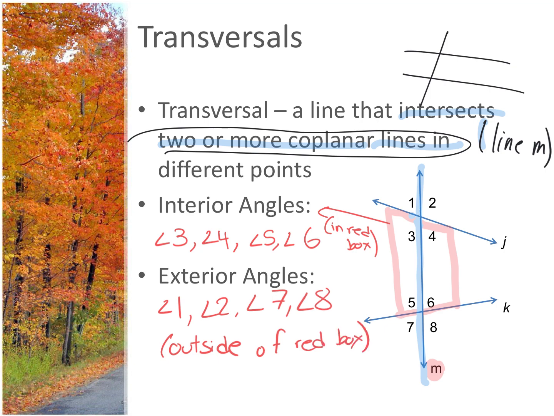Now, keep in mind you can draw this thing in infinitely many directions. Another example could be this same shape. I can draw it like this. So this is line J, this is line K, and this is line M. And still, the angles in this case would be 1, 2, 3, 4, 5, 6, 7, and 8.